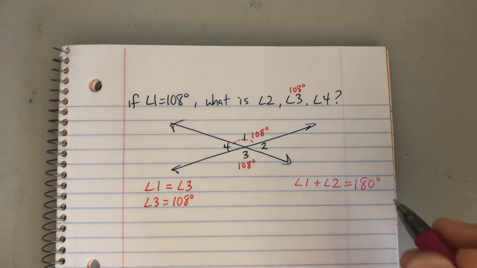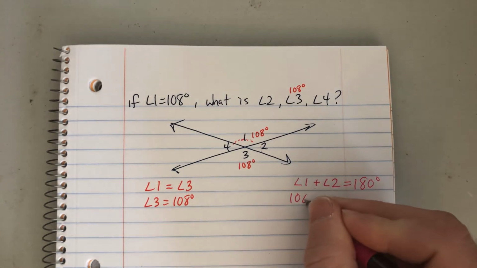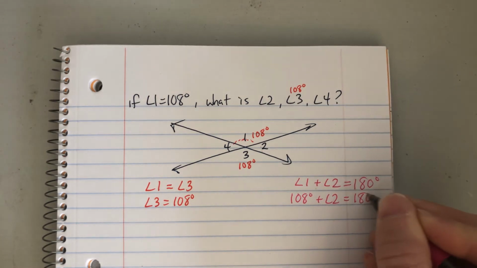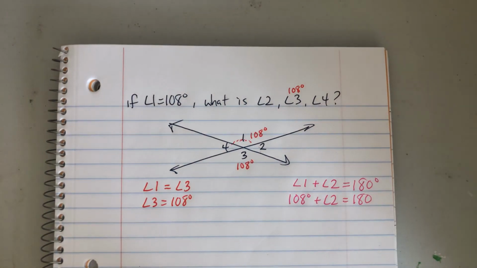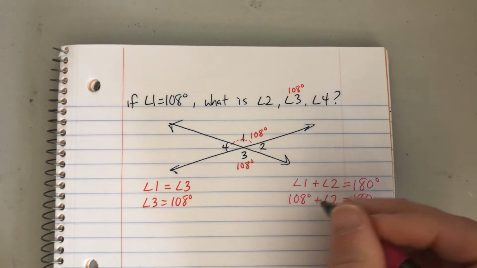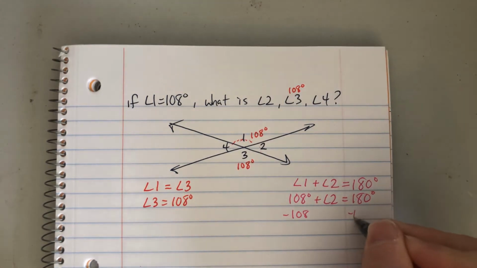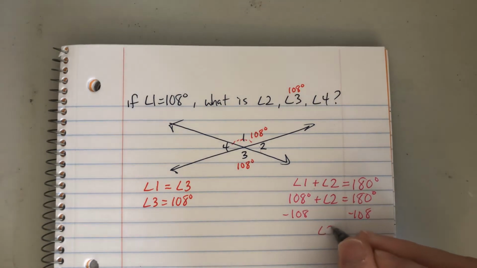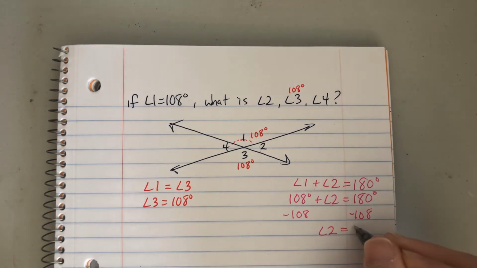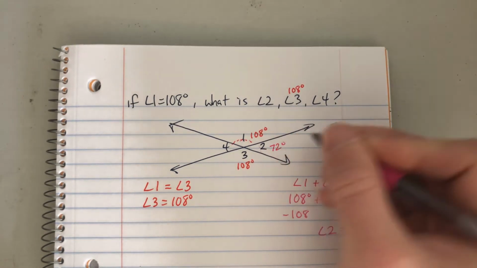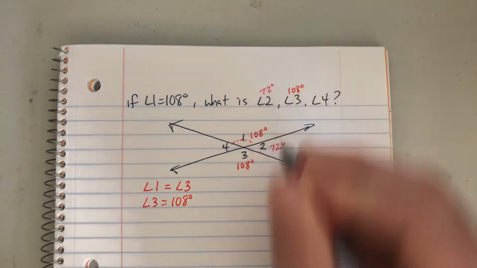We already know that angle 1 is 108 degrees. And so we can plug that in for angle 1 to figure out, okay, 108 degrees plus angle 2 will equal 180. And then this is a one-step equation where you subtract 108 on both sides, and you'll get angle 2 is 72 degrees. Okay?